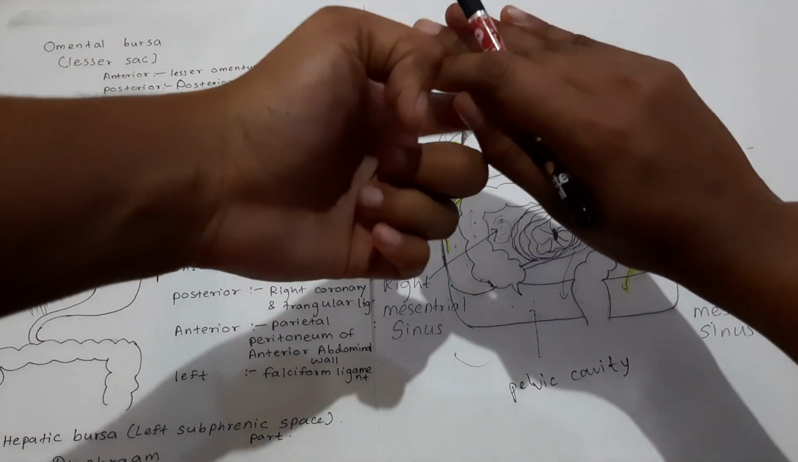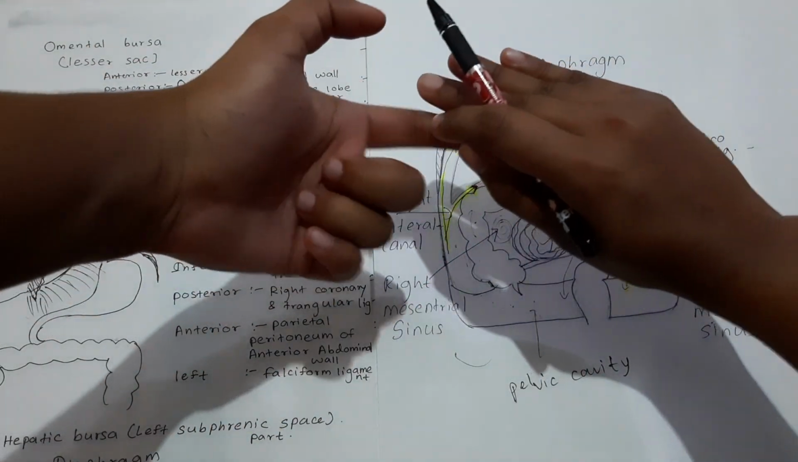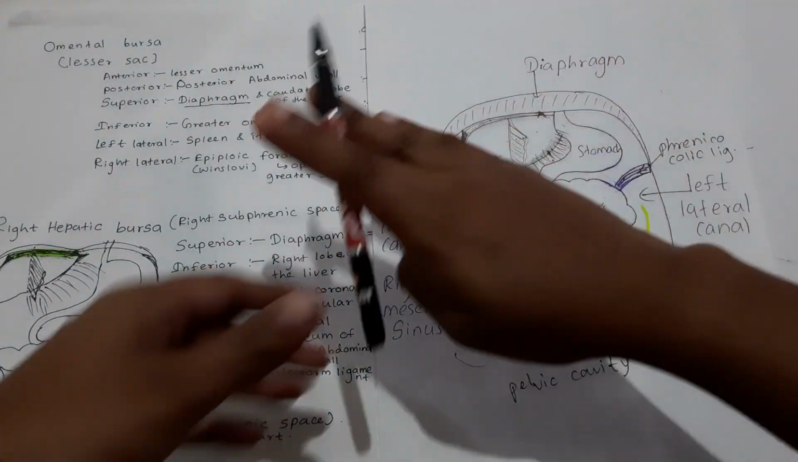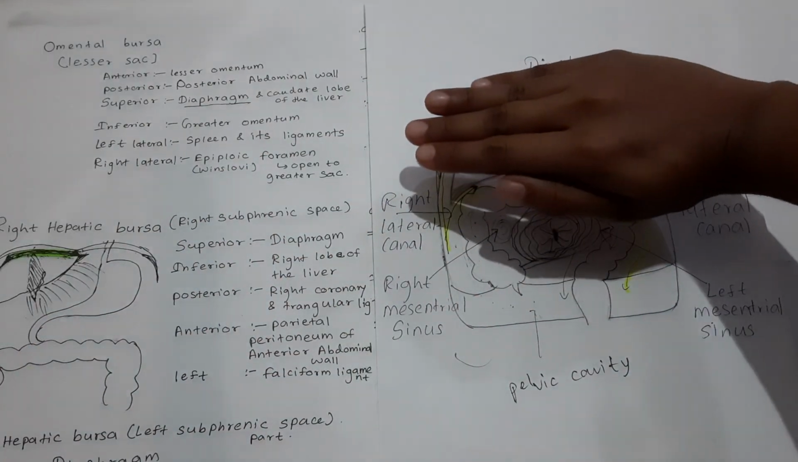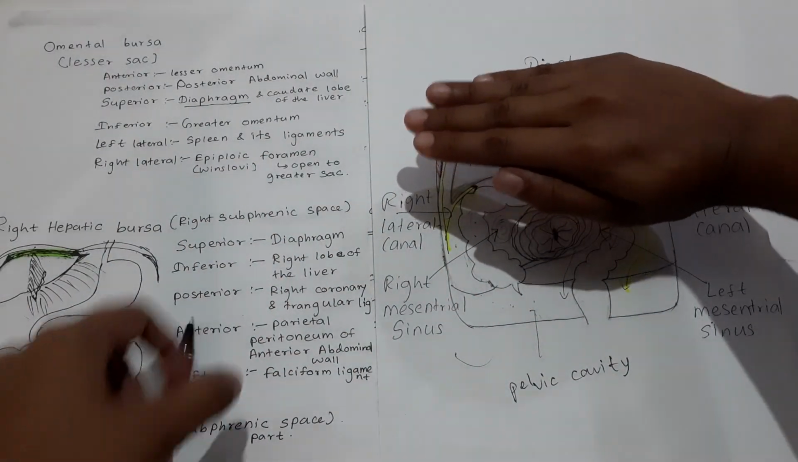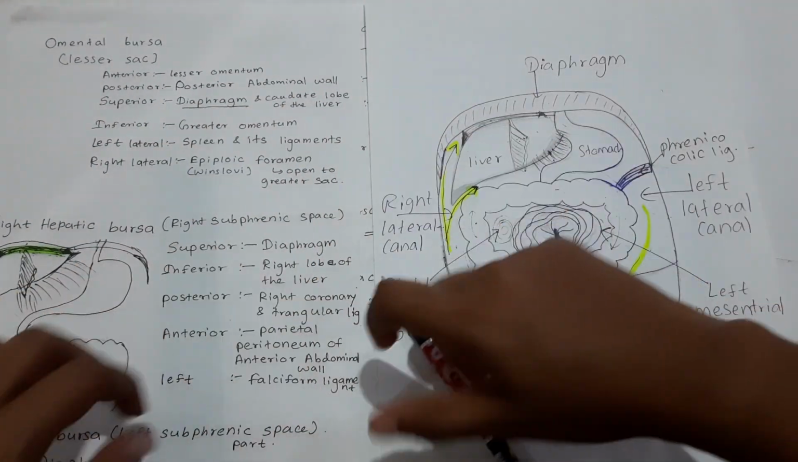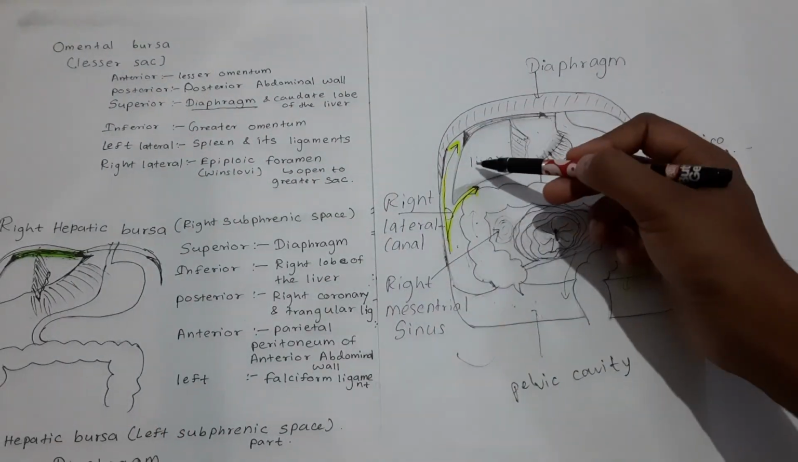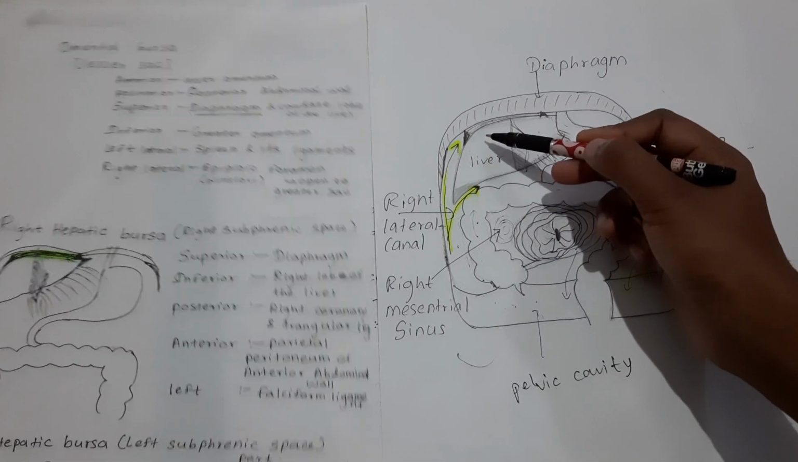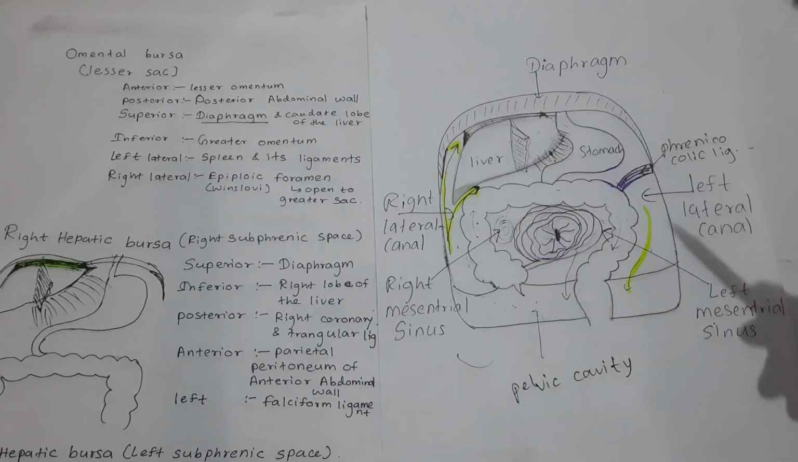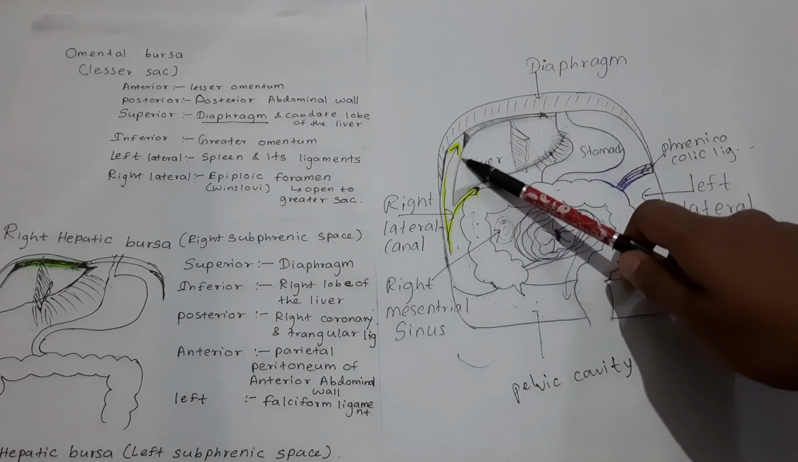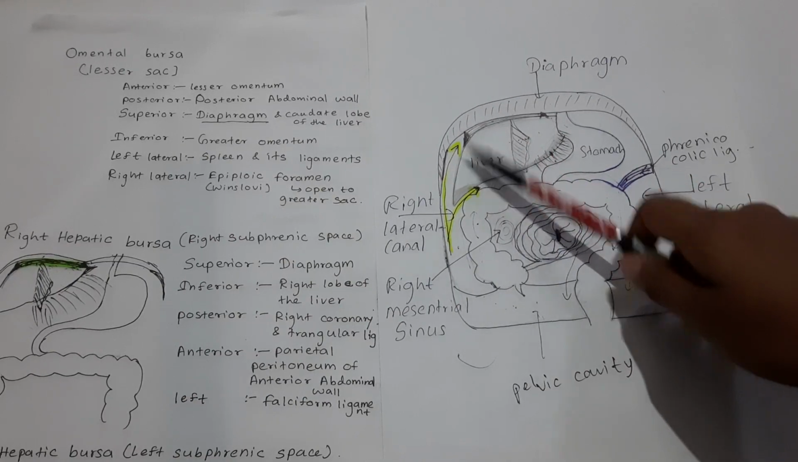So the parietal peritoneum of the anterior abdominal wall. I am taking my hand as the anterior abdominal wall, so the inside lining is the parietal peritoneum. That will be the anterior wall of the right hepatic bursa. So that is the right hepatic bursa, also called the right subphrenic space.